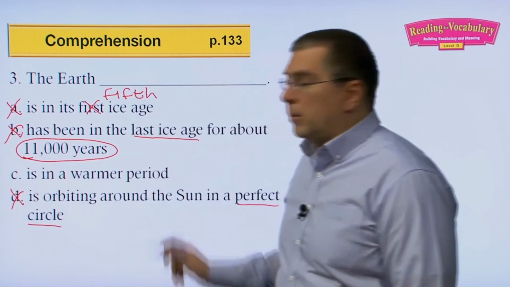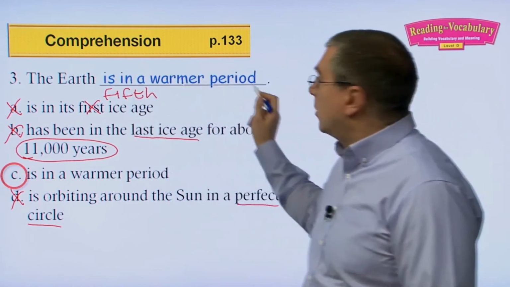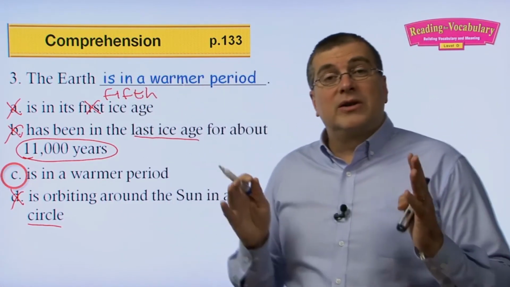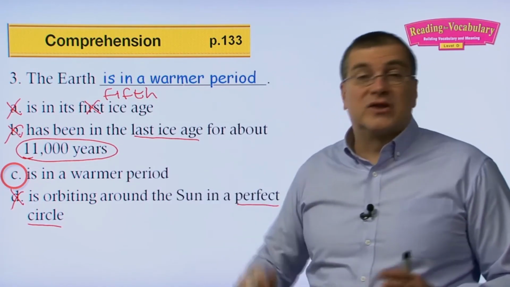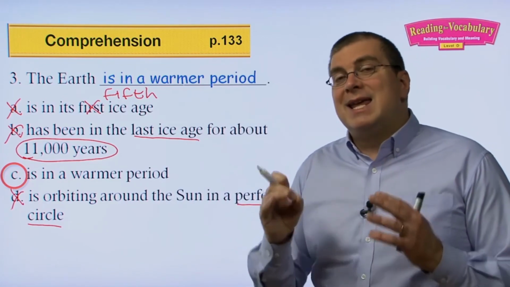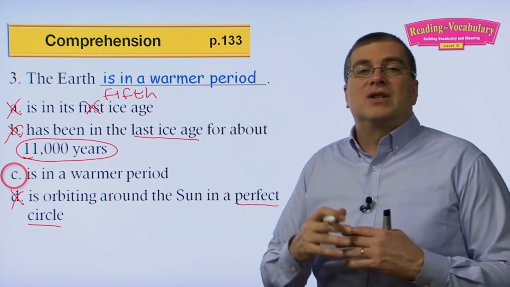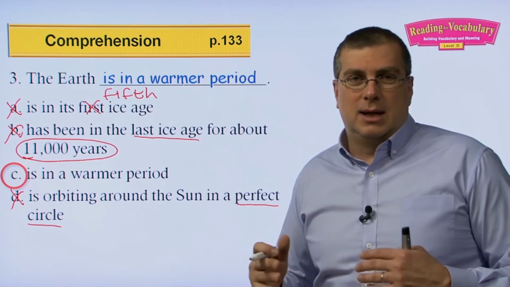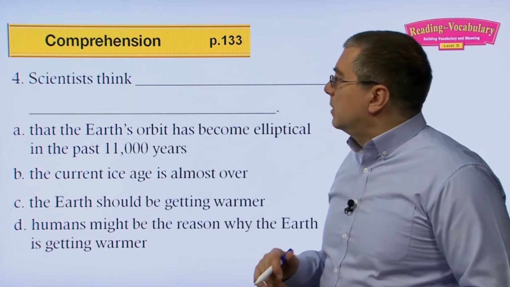The Earth is in a warmer period. Yeah, the reading passage said that. The Earth is in a warmer period. Technically, we are still in an ice age. But for 11,000 years, starting 11,000 years ago, the Earth has been getting warmer inside that ice age. We're still in an ice age, but it's just a little bit warmer period of the ice age. Okay, let's move on to the last one.